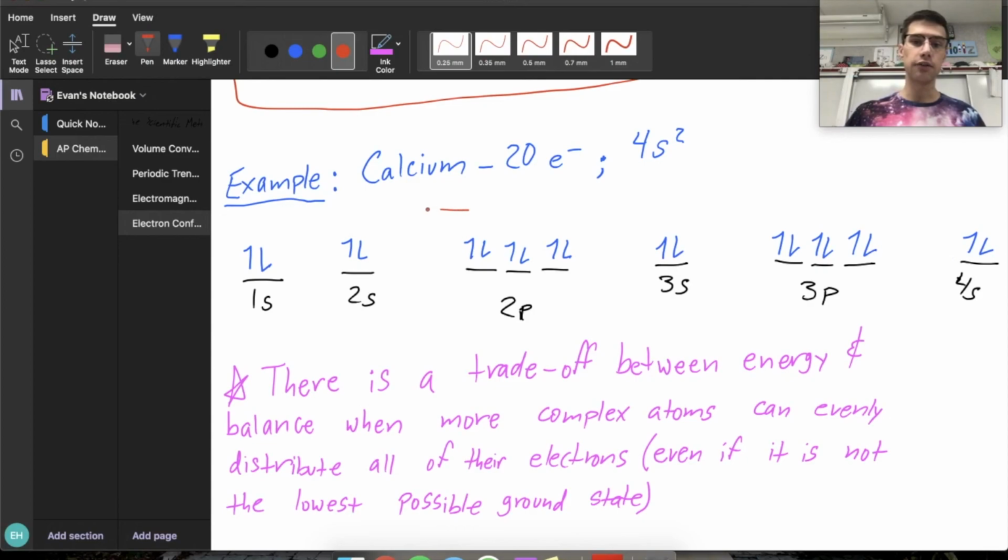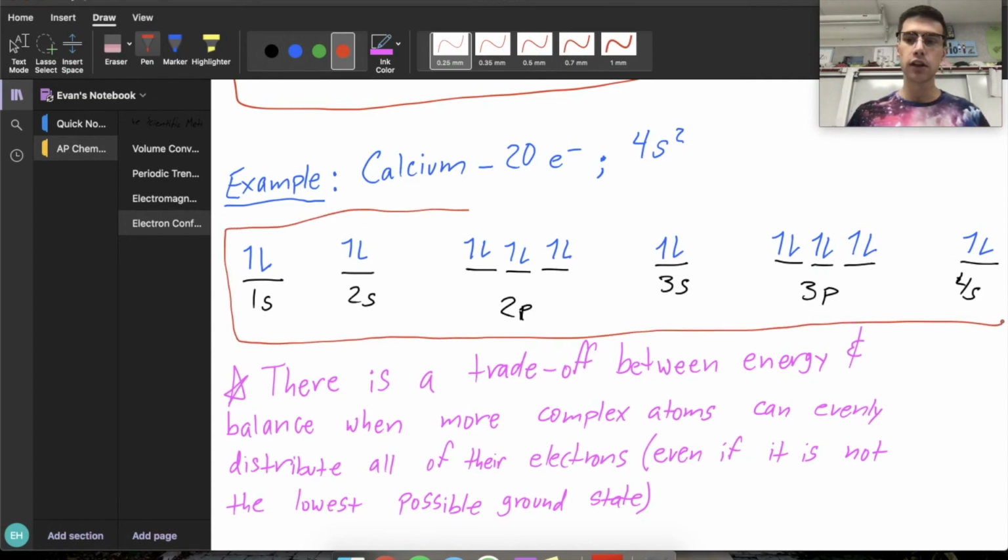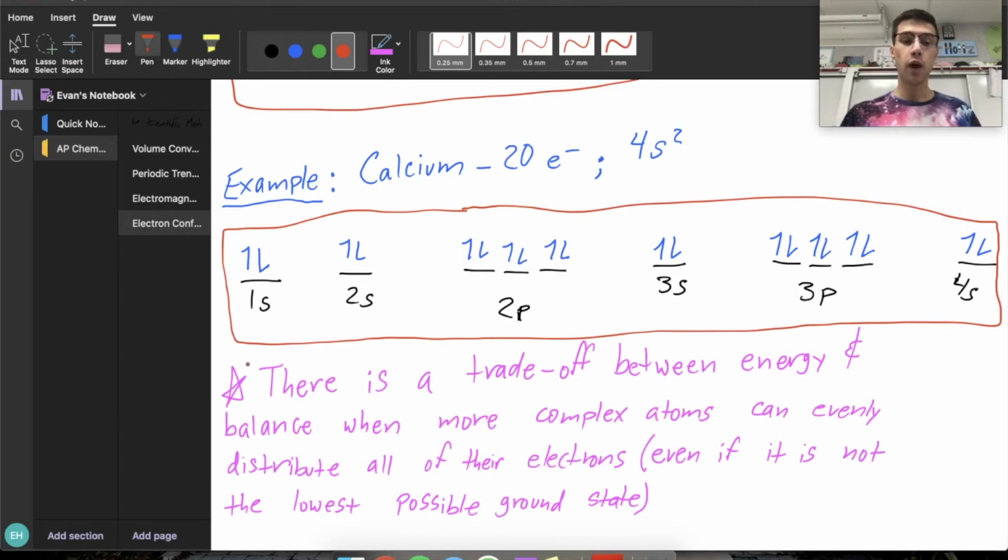So again, if I asked you for the electron configuration for calcium, this is what I would expect as an answer, okay? So this represents where the electrons are all located, or which energy locations, which energy spots are all being filled by the electrons in this atom, okay?